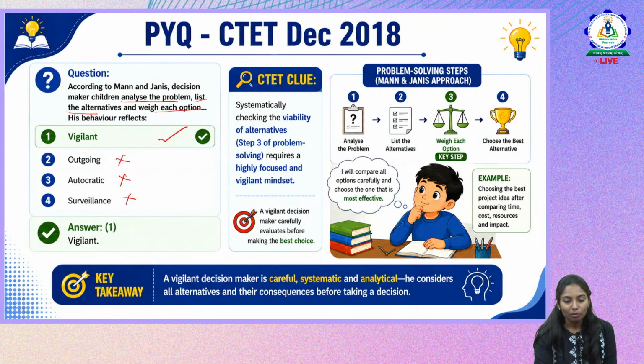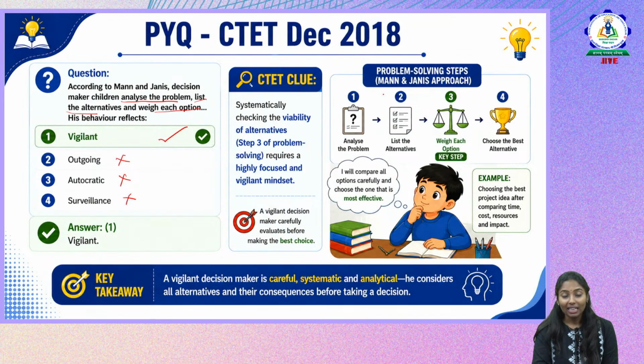So before going into the next question, I would like to discuss the Mann-Janis approach of problem solving. So in this one, as we told, in every problem solving technique, the first step is the same. You have to first identify the problem. So after identifying the problem, we have to list the alternatives. Alternatives can be 1 to 10, 1 to 3, and sometimes even just one.